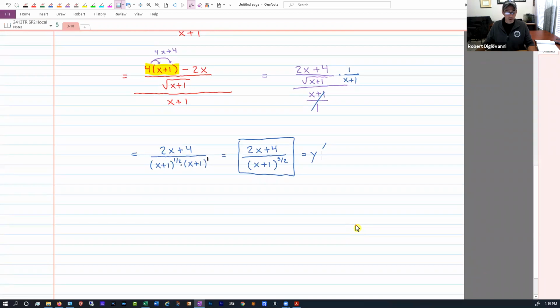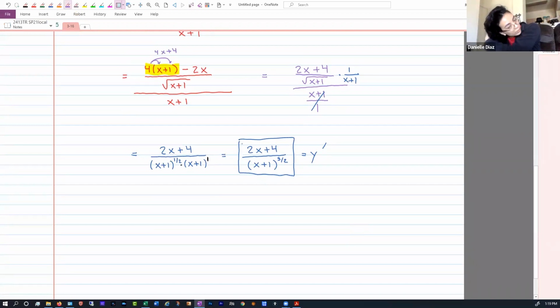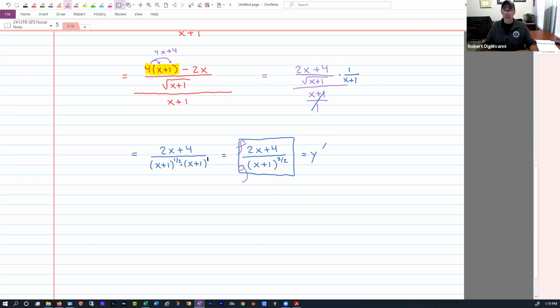It's the same story we just had. We have like a top function f and a bottom function g, right? We have to do the quotient rule again. So to get our second derivative, we know it's going to be f prime times g minus g prime times f, all over g squared. Where f for us this time is 2x plus 4. And g for us this time is the denominator, which is x plus 1 to the 3 halves.